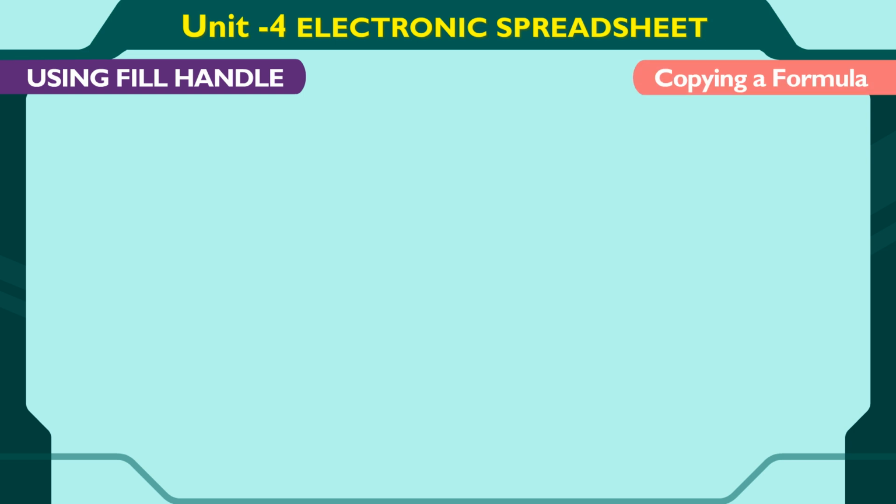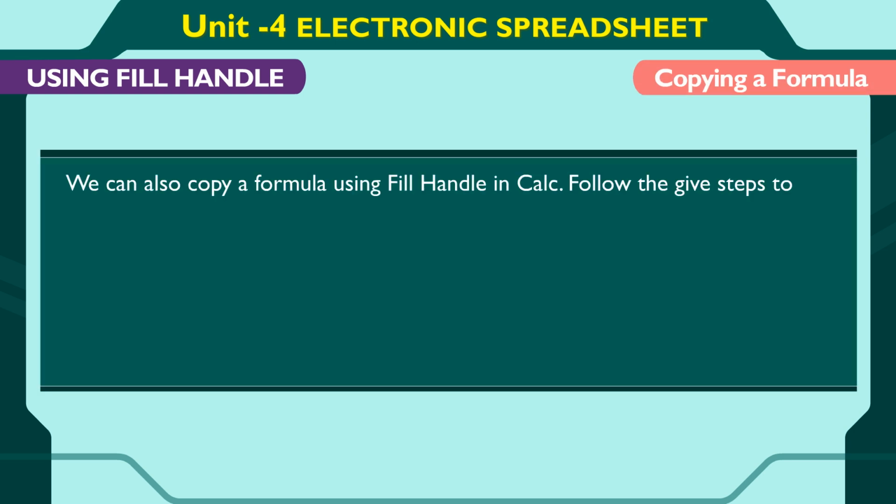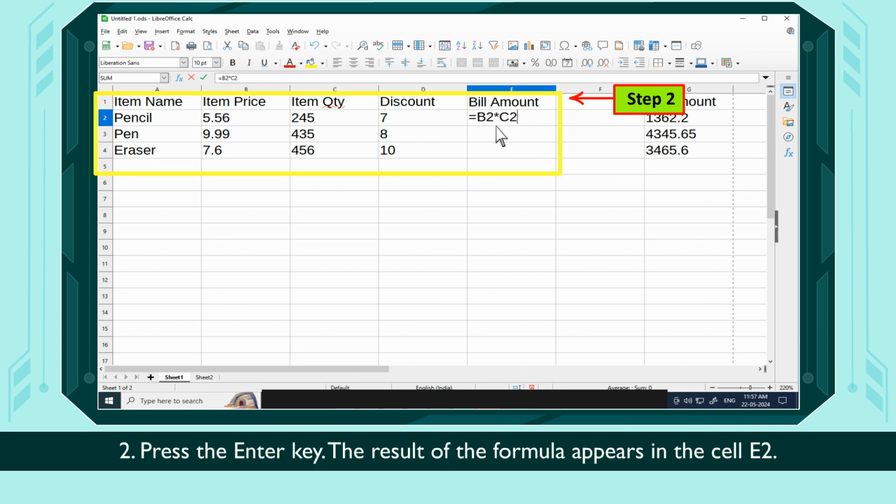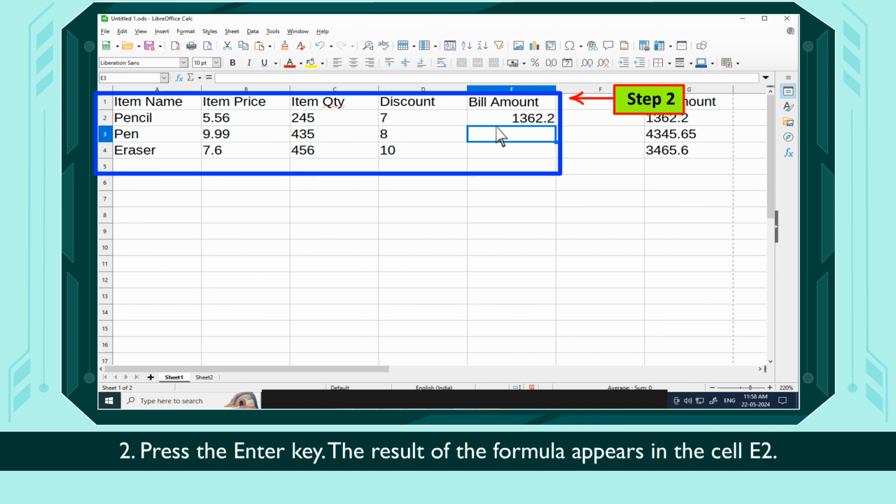Copying a formula. We can also copy a formula using the fill handle in Calc. Follow the given steps to copy a formula using the fill handle. 1. Create the following worksheet and type the formula =B2*C2 in the cell E2. 2. Press the Enter key. The result of the formula appears in the cell E2.